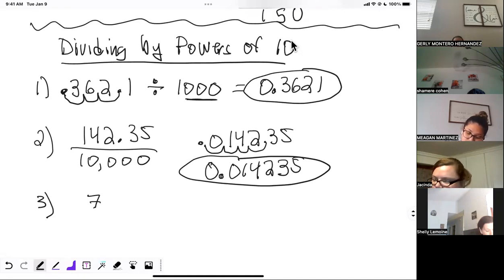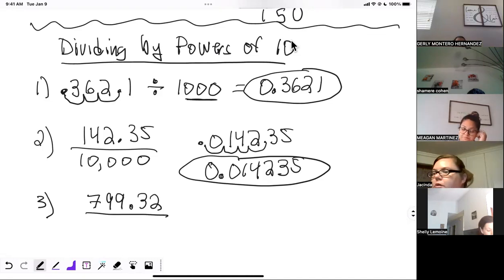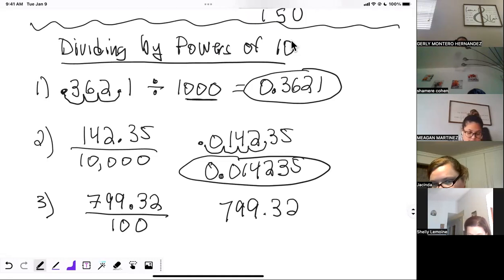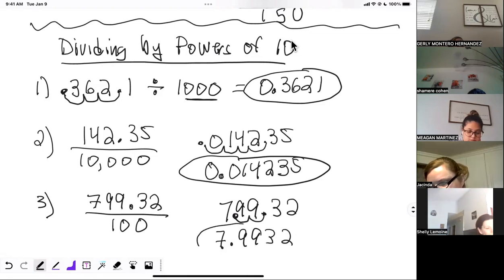Let's do another one. 799.32 divided by 100. So again, dividing is going to make it smaller, this time dividing by that power of 10. So I'm going to move that decimal place 2 places to the left. So it was 799.32. I'm going to go 2 places to the left, and I'm just going to rewrite it: 7.9932. Answer.